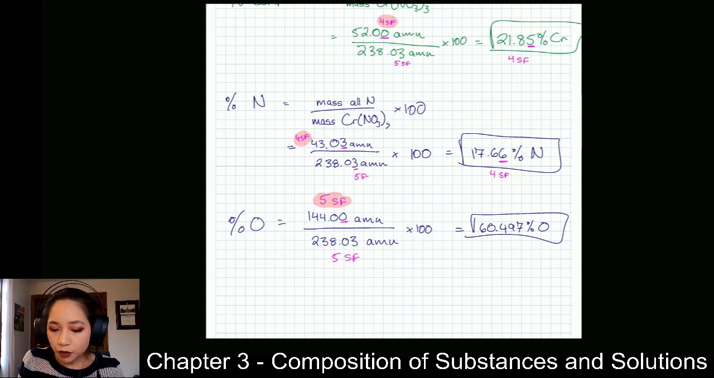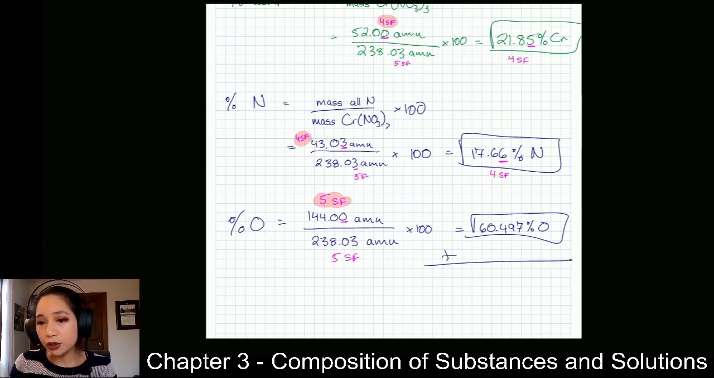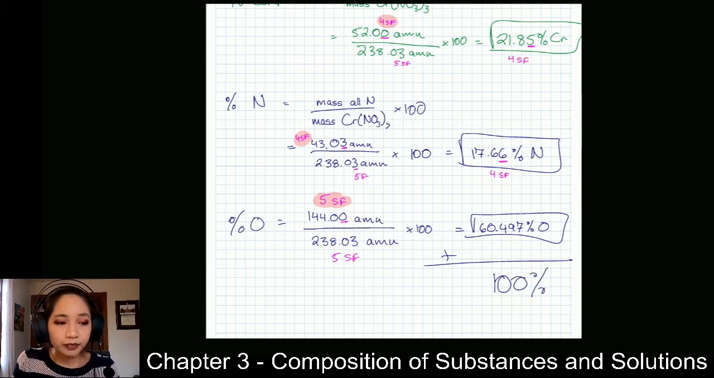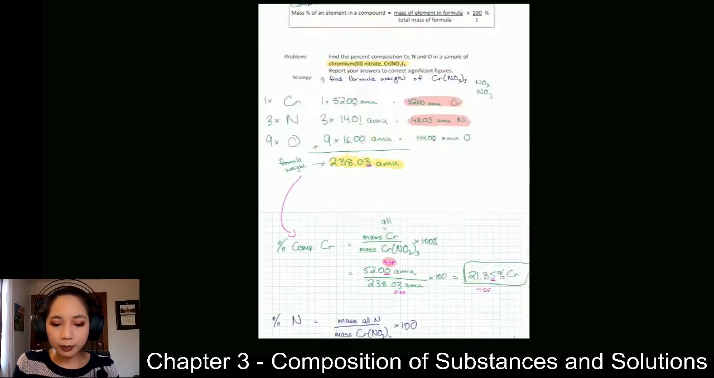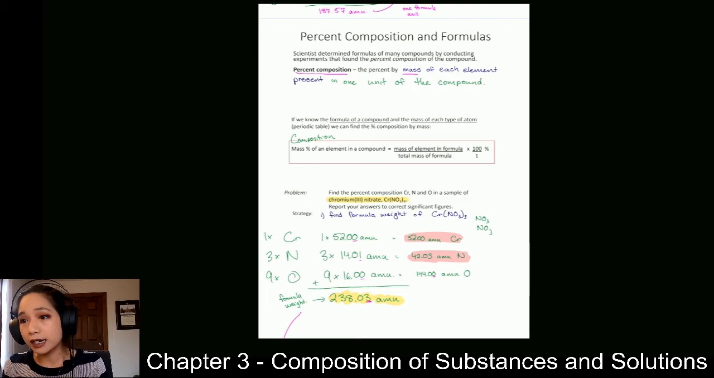All right. So those are percentages for the chromium, nitrogen, and oxygen within a formula unit of chromium nitrate. And then you can always check yourself: if you calculate the percent composition of all of the elements, it should add up to 100%. It'll be pretty close to 100% because we do have an extra decimal place in the oxygen calculation, but that's because of significant figures, but it should be very, very close to 100%. So that is how you calculate percent composition. All you need is a periodic table and the chemical formula of that substance, and you can calculate the percent composition of any element in that chemical formula.